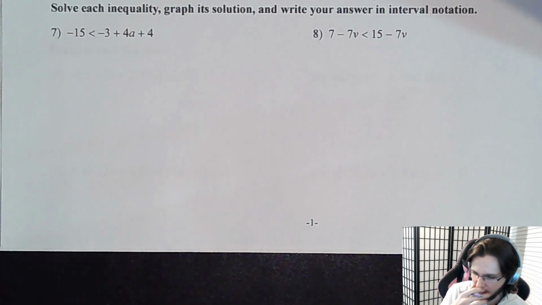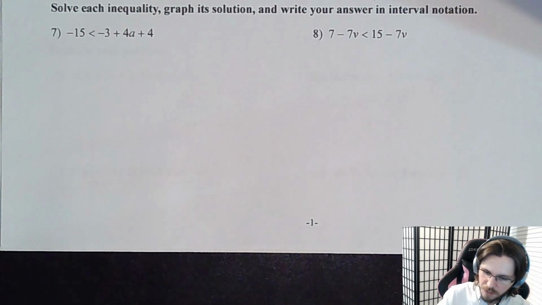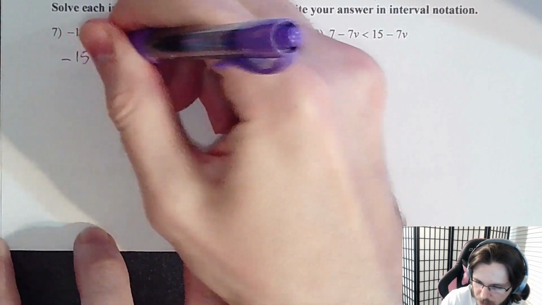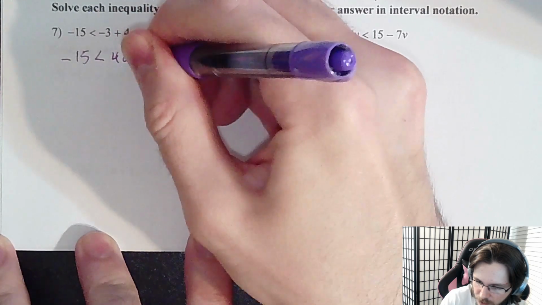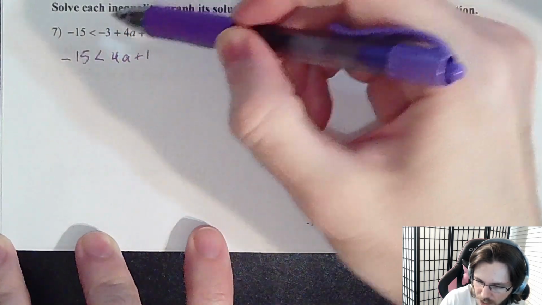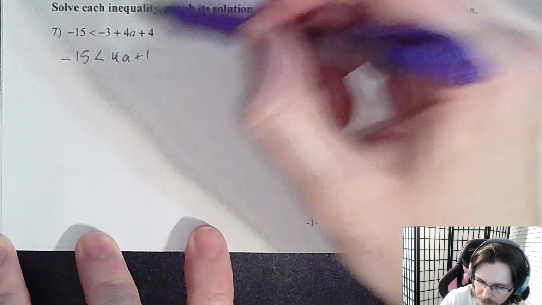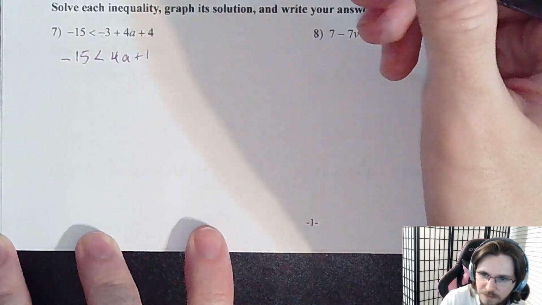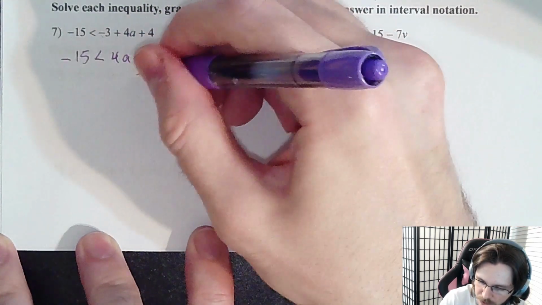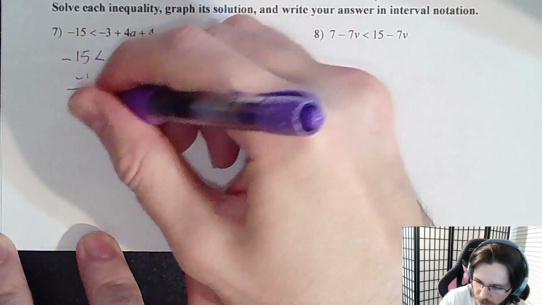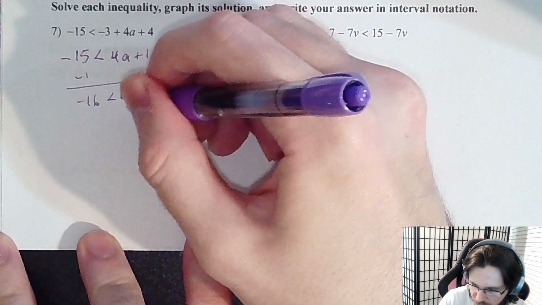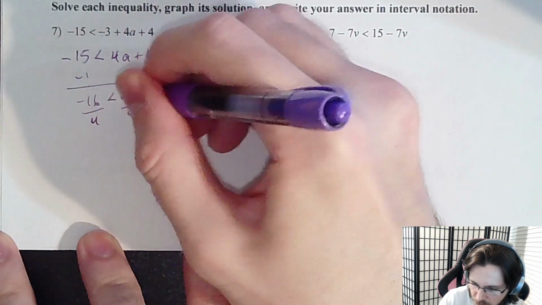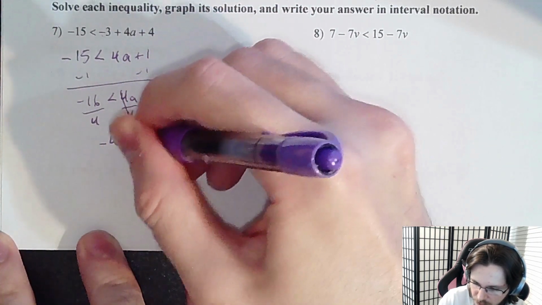Continuing on here, let's solve each inequality and graph its solution. So let's add like terms to start. Negative 15 is less than 4a plus 1. Again, I just added like terms. Negative 3 plus 4 is positive 1. 4a and 15 stay the same. Subtract 1 on both sides. We'll get negative 16 less than 4a. Divide both sides by 4. And you'll end up at negative 4 is less than a.